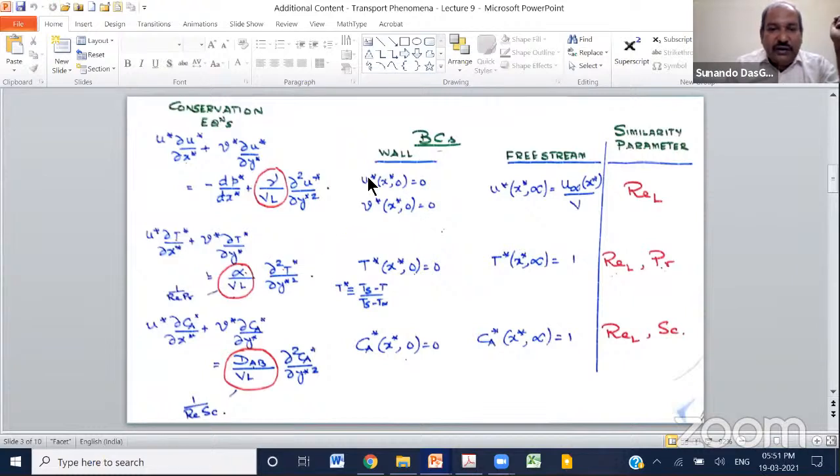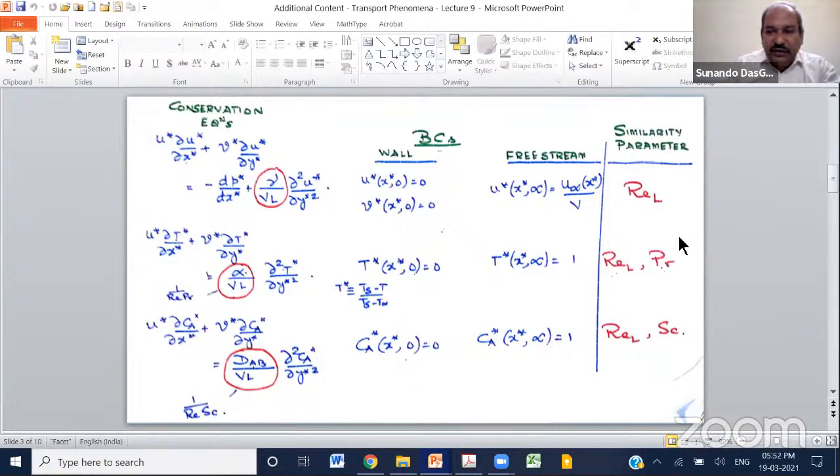So any solution of U, any solution of T, any solution of C star, or the derived quantities. What are the derived quantities? The engineering parameters of interest are the friction coefficient for the case of momentum transfer, the heat transfer coefficient for the case of heat transfer, and the convective mass transfer coefficient for mass transfer. They are going to be identical.